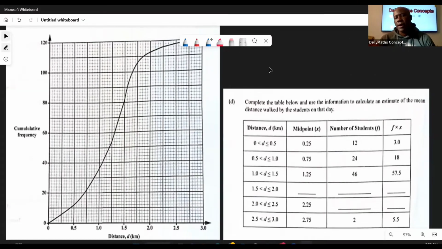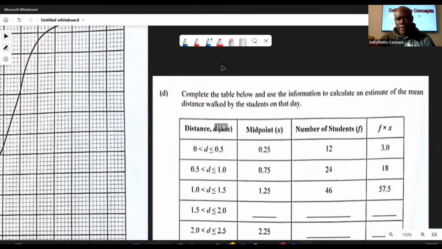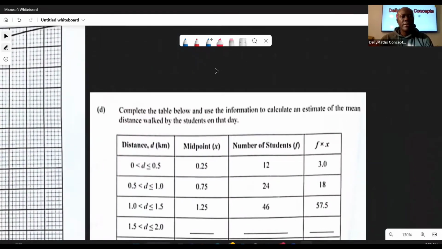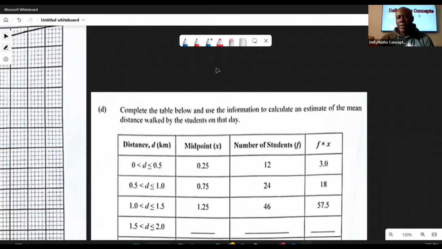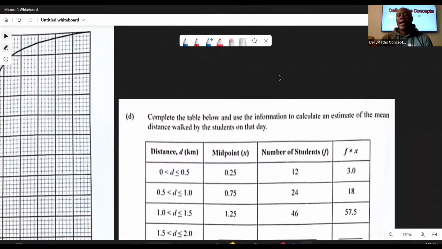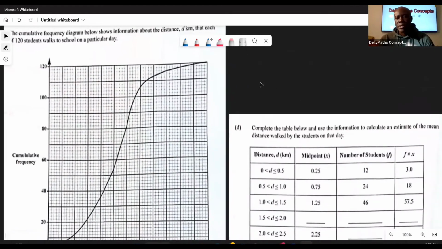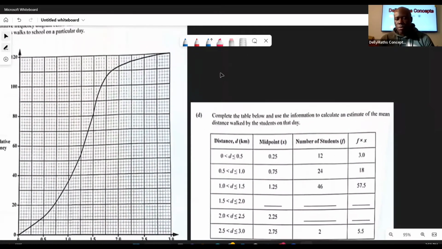So with the D part, it says here, if I blow this part up quickly: complete the table below and use the information to calculate an estimate of the mean distance walked by the students on that day. So we're still looking at that same question. We have our cumulative frequency curve there, and we want to complete the table. So firstly, there is a midpoint that needs to be completed right here.